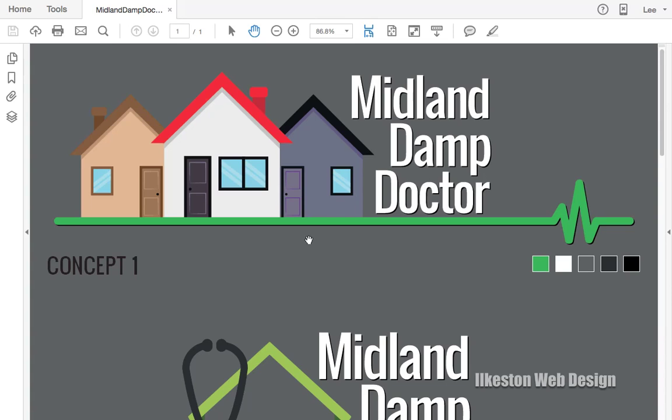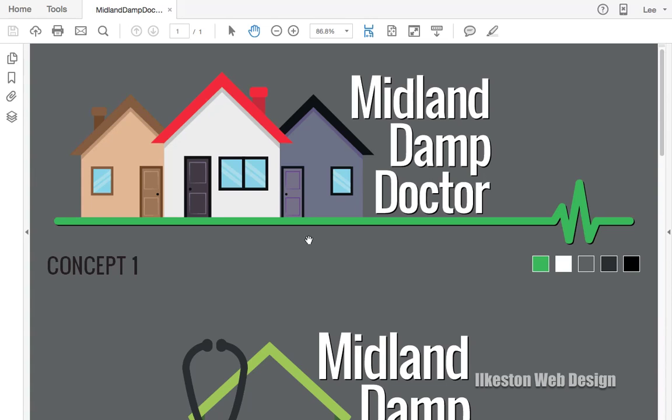So we've got a few concepts here. We think some are stronger than others. We don't think all of them are fantastic, but it's just to show where we started and what we were thinking. So we've got a few concepts lined up. We've deleted a few of them because they were just iterations we didn't really need to show.